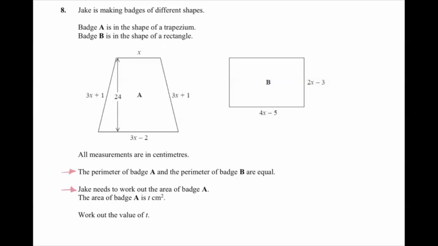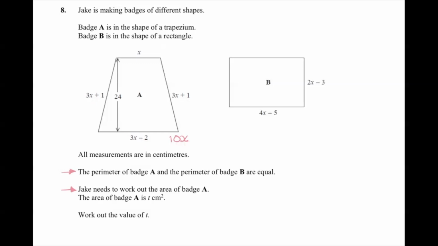Now, perimeter doesn't change its meaning. It means all the edges added together. So that's the first thing that we're going to take a little look at. So if we look at the trapezium, I've got X, 3X, 3X, and 3X on the edges. So the total number of X's I've got is 10X. And then if I check in with the numbers, I've got 1 plus another one, which is 2. But then it tells me to take 2 away. So my numbers will cancel out, and the perimeter of my trapezium will just be 10x.